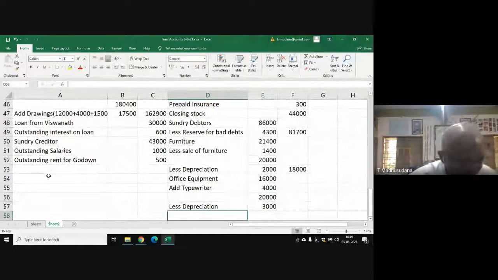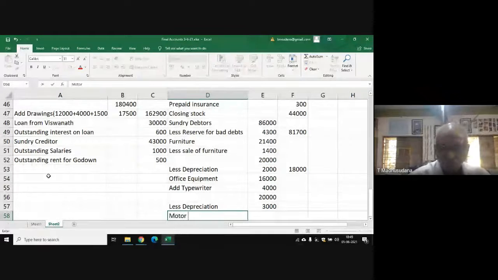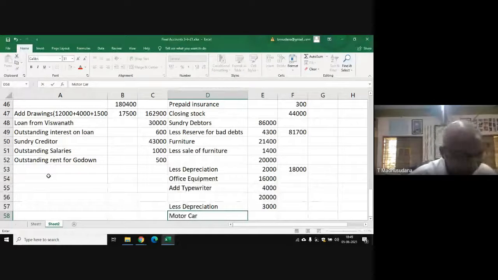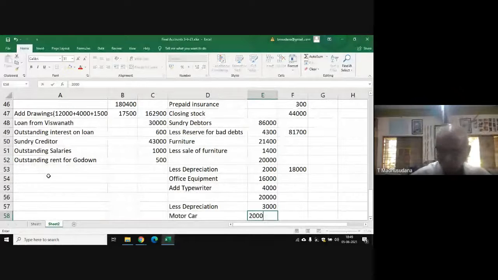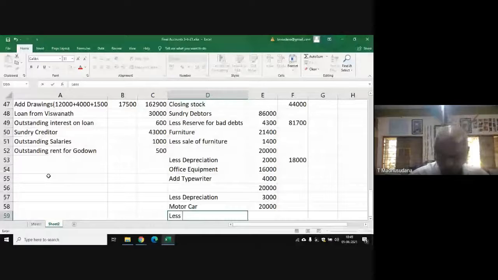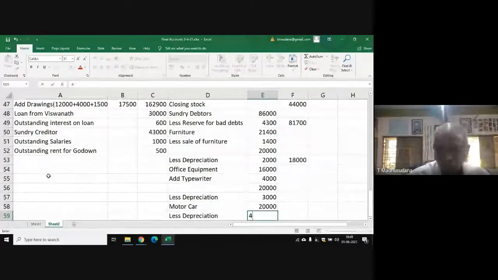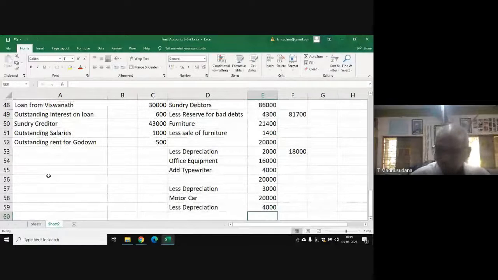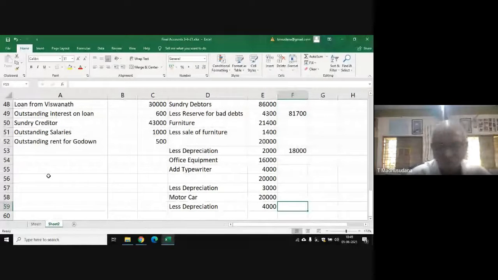Next, motor car. Motor car value is 20,000. On 20,000, depreciation is 20%. Less depreciation at the rate of 20%, it comes to 4,000. 20,000 minus 4,000 is 16,000.